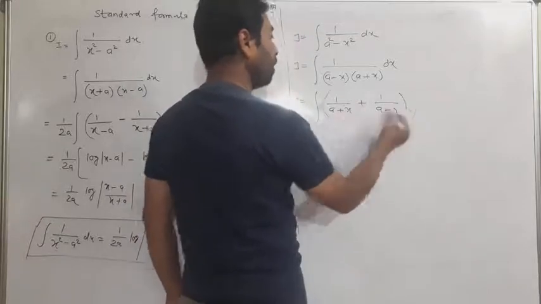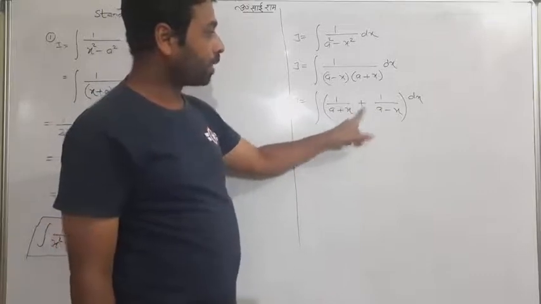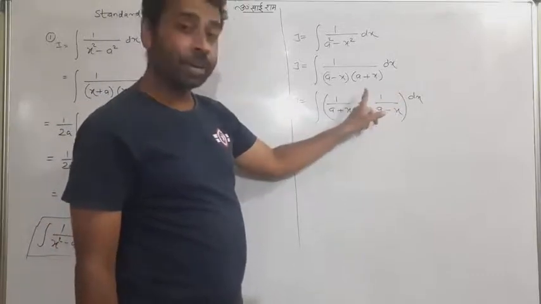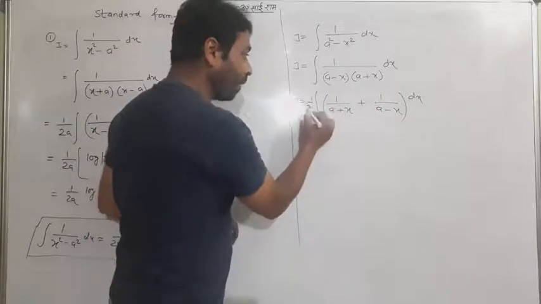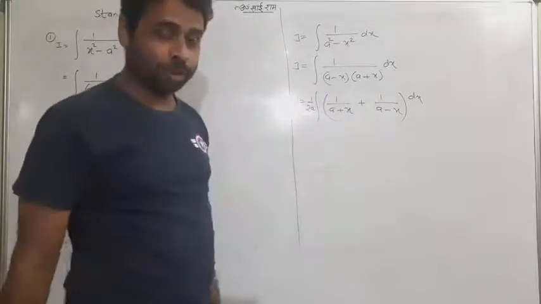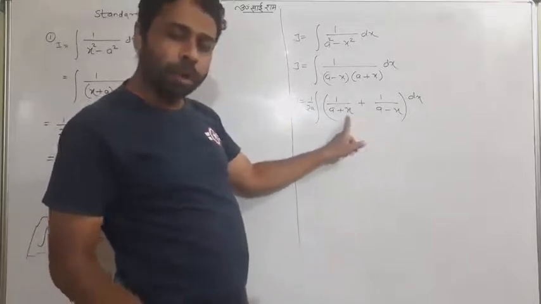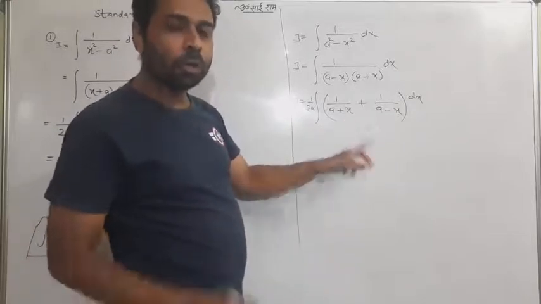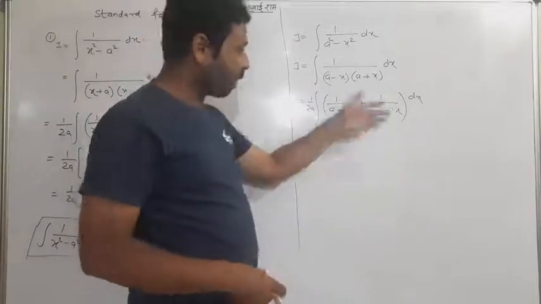Can you see, after taking LCM, a minus x plus a plus x, so x and x will be cancelled, a and a will be 2a, so I balance by dividing by 2a. Now everything is balanced. Don't think that you should just practice this. You have to use a prediction method. It is not my practice, that's why I have written very quickly.